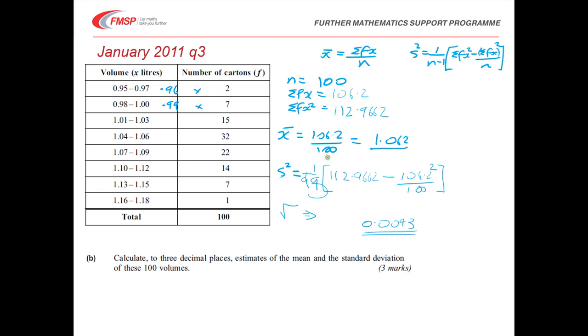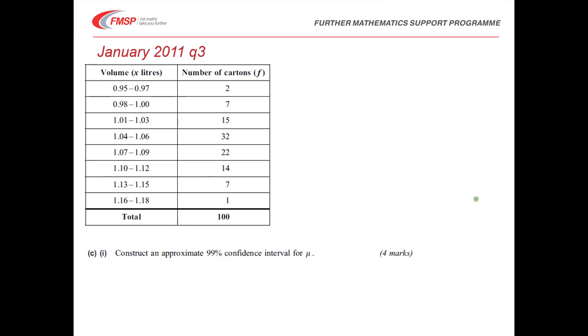So 3 marks, you're going to get a selection of B marks here. You're going to get a B mark for working out the mean, and then 2 B marks for working this out. Your first B mark is for making sure that you have the correct form and the correct values, and the second B mark clearly for then getting the correct answer.